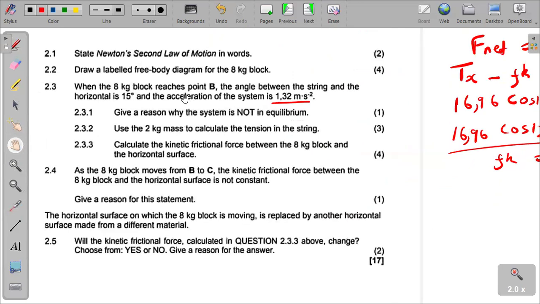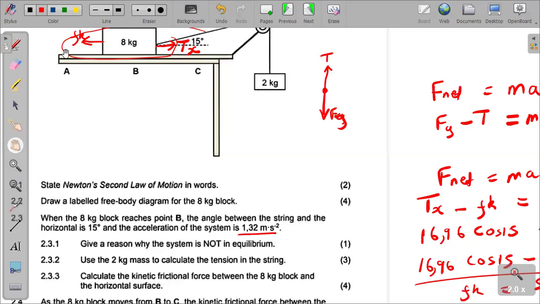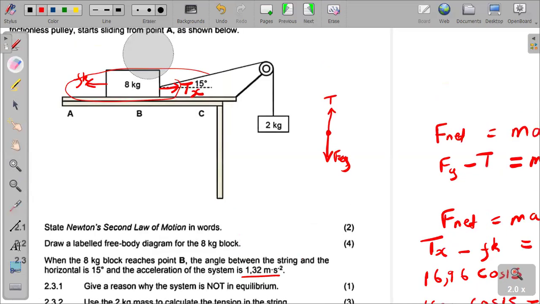2.4 is saying as the 8 kg block moves from B to C, the kinetic frictional force between the 8 kg block and the horizontal surface is not constant. Give a reason for this statement. So they are saying as the 8 kg block is now moving from point B, which is here, to point C, which is here, the examiner is asking the kinetic frictional force is no longer constant. The value that we just calculated, the y, we want to give a reason.